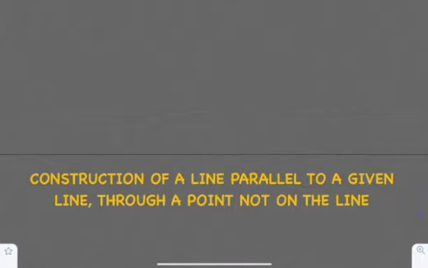Correct? So we need to construct a line parallel to a given line. A line is given, and for that we need to construct a line parallel to it, and we need to construct this with a point not on the line. There will be a point given outside the line. Then from there, we need to construct a line parallel to the given line. So to start off, the first one would be construction of a line parallel to a given line through a point not on the line.